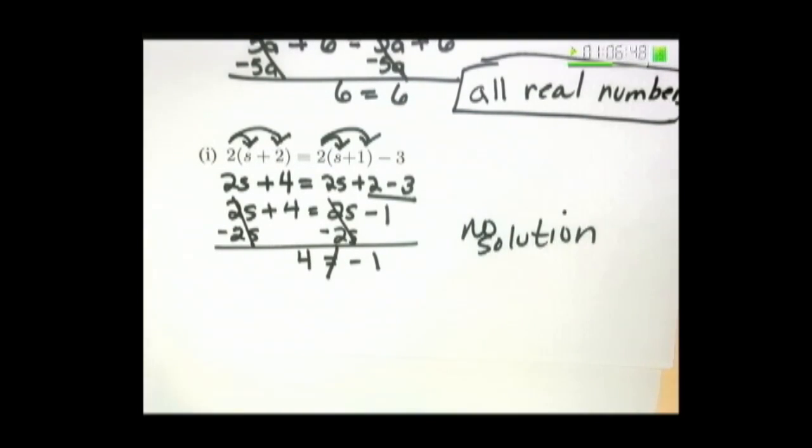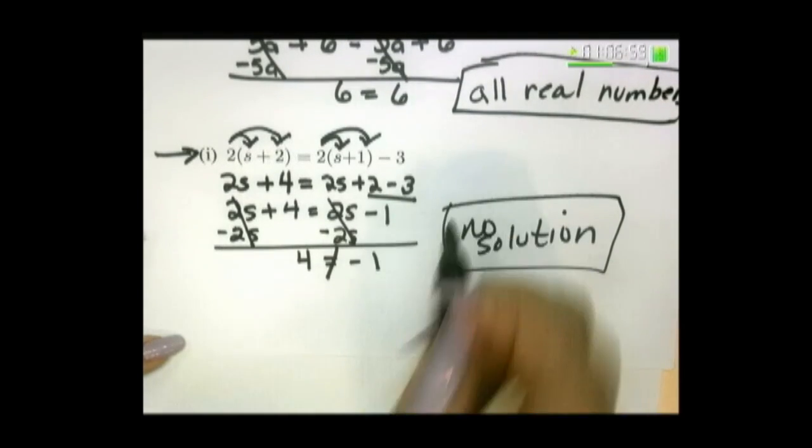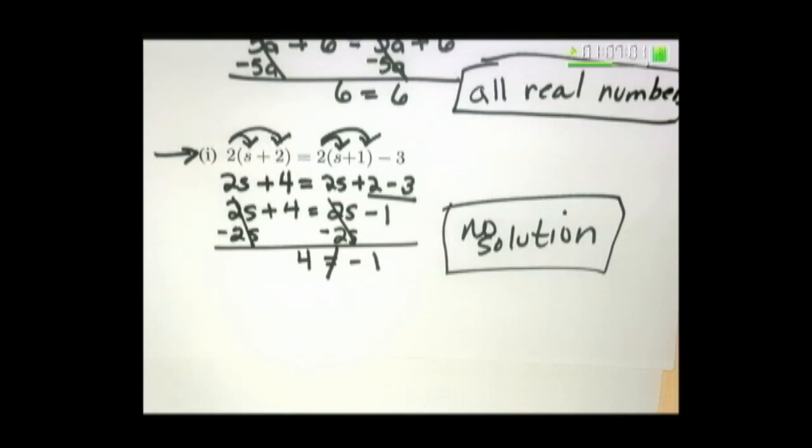There's no value of s that when you plug it in here in the original equation will give you a true statement. That's why there is no solution. So again, 3 possible outcomes when you work an equation. When you solve an equation, you could have one nice neat solution, one value for the variable that gives you a true statement when plugged in or substituted in. You could have all real numbers, or you could have no solution.